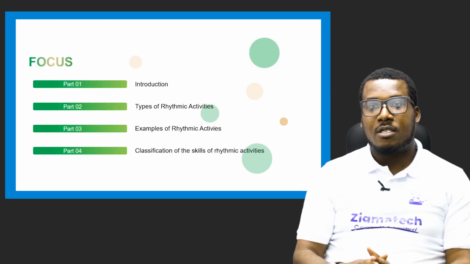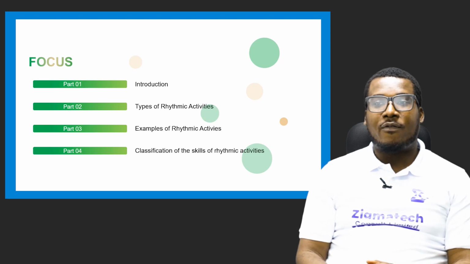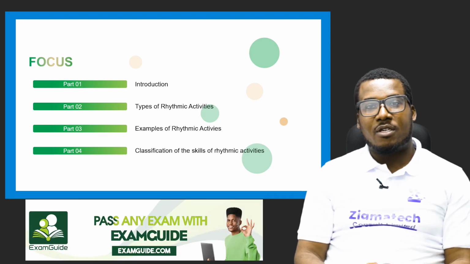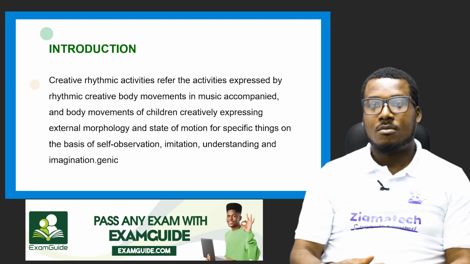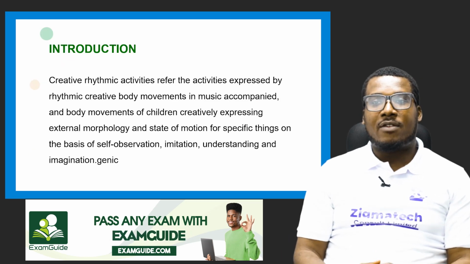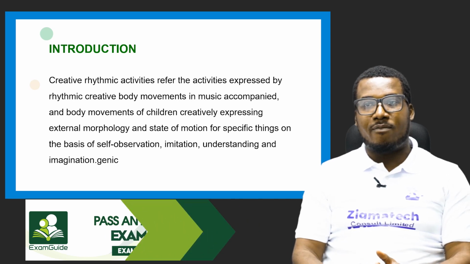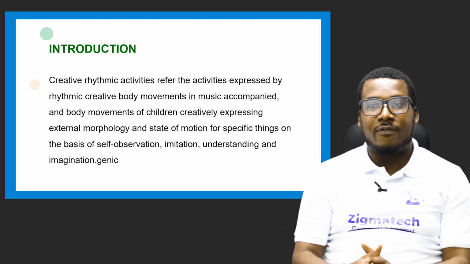Let's get started. In today's topic, we're going to focus on the types of rhythmic activities, examples of rhythmic activities, and the classification of the skills involved in rhythmic activities. Creative rhythmic activities refer to activities expressed by rhythmic creative body movements. So you're making some creative body movements.